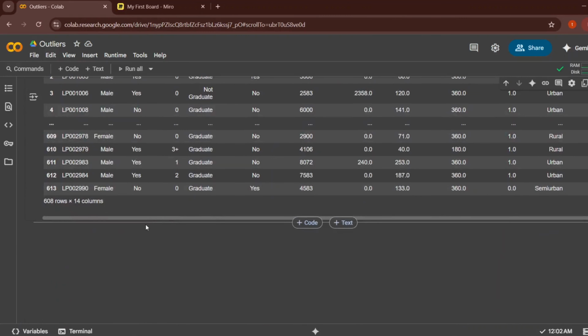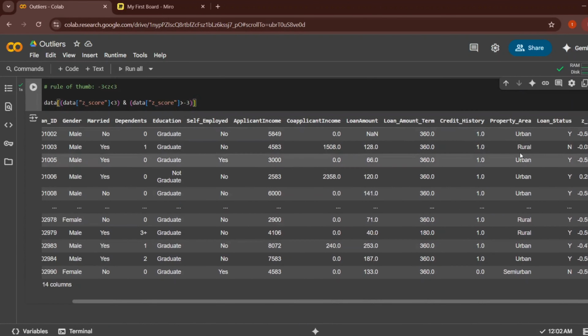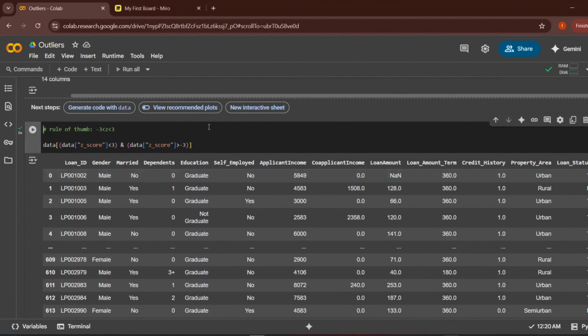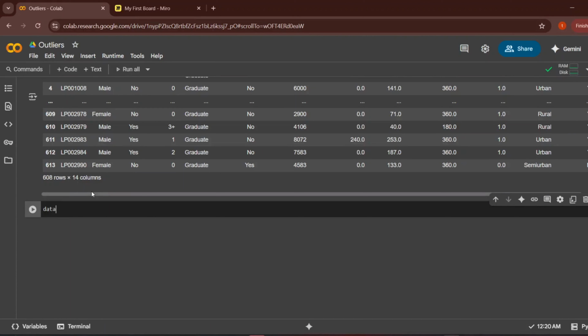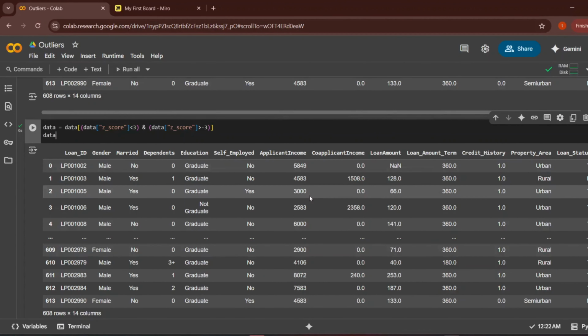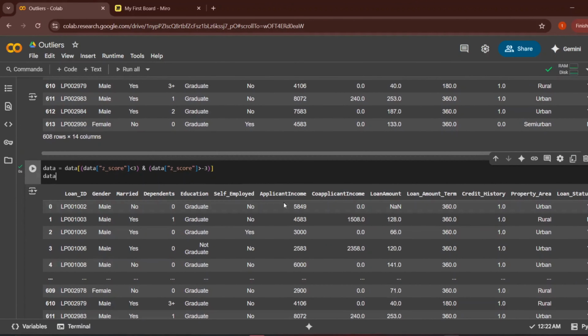Okay, we got our data set back, and now if you see here, it is fetching out all those rows where the value of z-score is either greater than 3 or less than -3. Now the very last thing that is yet to be done is applying this concept to our very own data set. So we will copy this, write the name of our data set, which is data, paste it over here, and finally print it. And now you can see that all the values shown here obey our rule of thumb, which says that the value of z-score for all of these rows cannot be greater than 3 or less than -3.